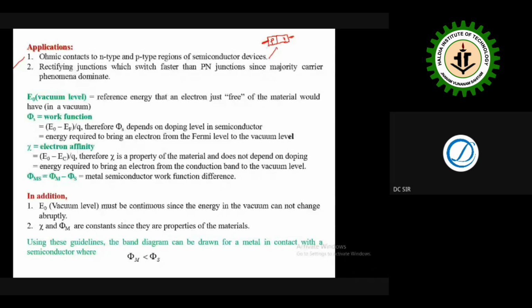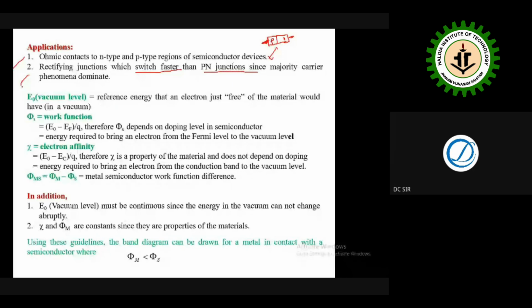So at that time we require the metal. So metal and semiconductor junction. So we discuss elaborately the ohmic contacts. Next slide. And number two, rectifying junction which switches faster than PN junction since majority carrier phenomena dominate. Okay, these are the applications.